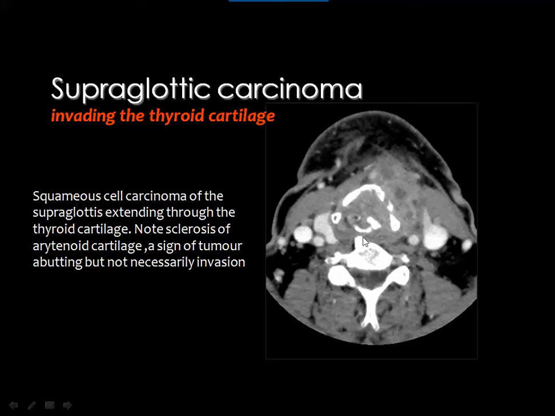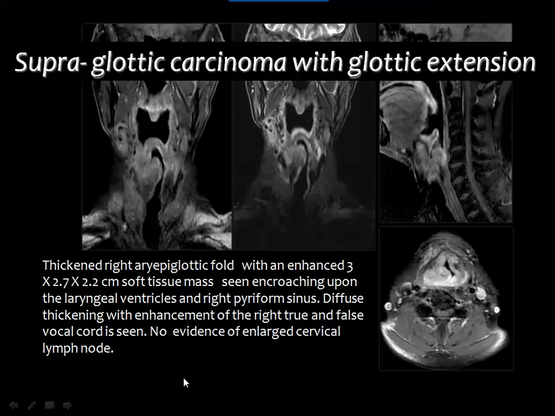Infiltration of the cartilage is known by extension of the tumor beyond the anatomic site of the cartilage, not by the destruction of the cartilage, because you know that the ossification or calcification of the cartilage of the larynx is not usually uniform. But if you see a mass on both sides of the cartilage, then you should know that the cartilage has been invaded. And this is the supraglottic carcinoma extending to the true vocal cord.